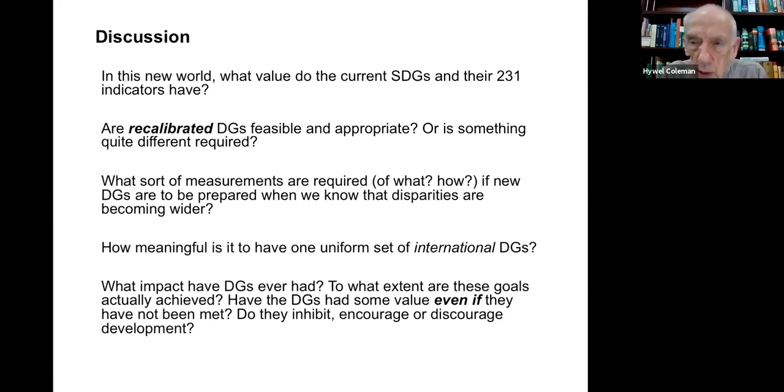And then this leads on to an even wider question, and that is, how meaningful is it to have one set of international development goals when we already know that there is huge inequity, huge divergences between the less developed and the developed world, and those divergences are growing even wider? Is it meaningful to have one set of development goals? And then finally, I wonder, do the development goals have some value even if they haven't been met? I mean, it's conceivable, perhaps, that even if the targets are not reached, nevertheless, having them there is of some value. So my final question is, do they inhibit, do they encourage, or do they discourage development?